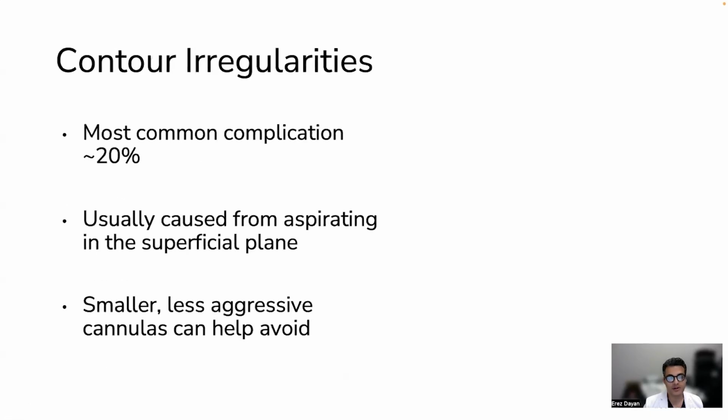So contour irregularities are not uncommon. Usually it's from aspirating with too big of a cannula and too superficial of a plane. So I would recommend in the beginning, use a 3mm Mercedes tip cannula that's more delicate, cross-hatch, stay in a deeper fat plane, and just generally be less aggressive.